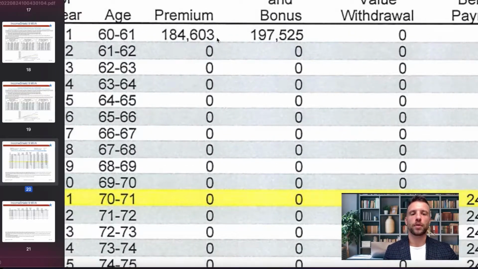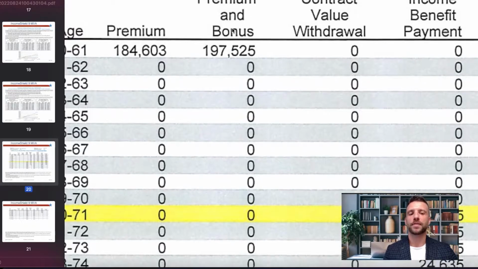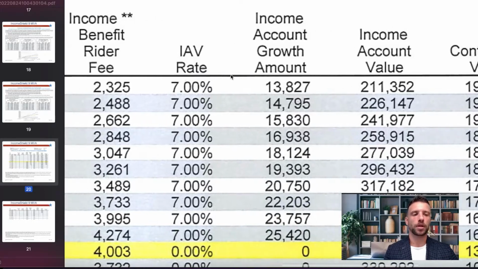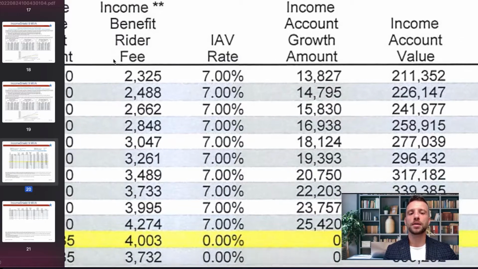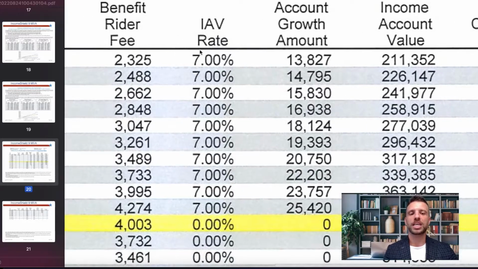And so let's walk through that. We started with $184,603. It grew to $197,525. We have our rider fee here. And on the income base, this American Equity fixed indexed annuity product is providing what they call a 7% annual compounding roll-up. So they will guarantee you 7% on the income base, not on your real cash, not the account value.